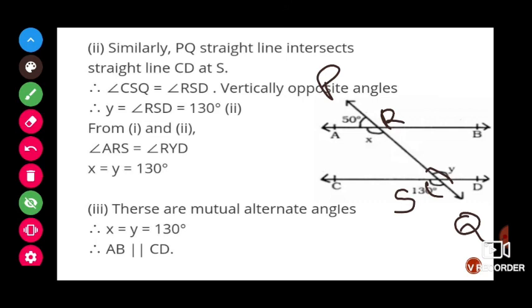Now we can see that x is equal to y, children. That is, x and y are what? Interior alternate angles. If interior alternate angles are equal, then we can say that the two lines are parallel lines. Yes, we can say that the two lines are parallel lines.